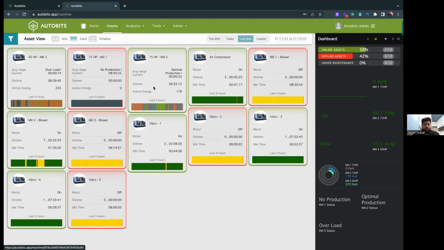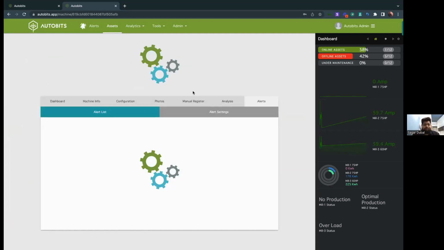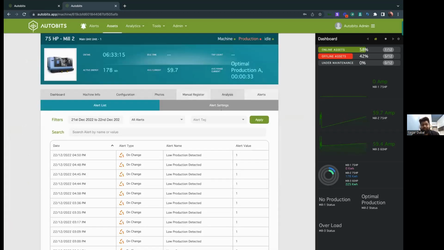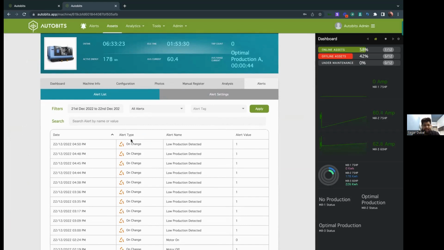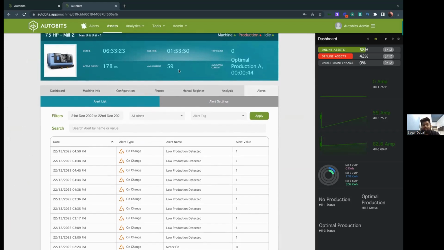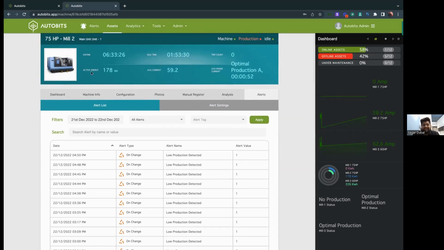We saw that their production did not start on time. That was one of the biggest things we saw: production didn't start on time and it ended earlier. A lot of times the material was not being fed properly. Now for this mill, the average current is 58 amperes, the power consumed is 178 units, and it has been on for 6.5 hours with an idle time of 2 hours.